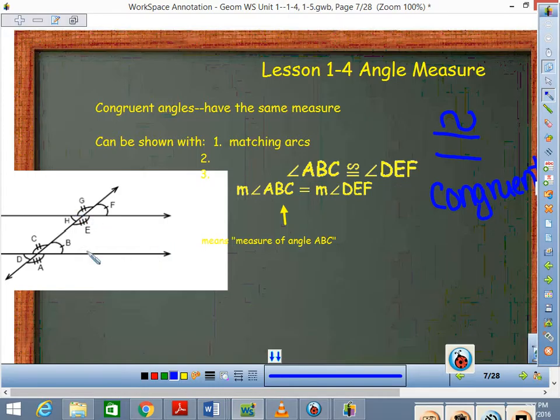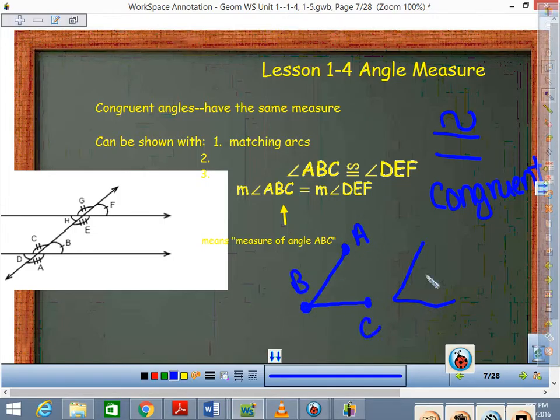So in this case, we can say that angle ABC is congruent to angle DEF. Now, this is not this picture at all, but if I were to draw some angles, we could say that angle ABC is congruent to angle DEF.